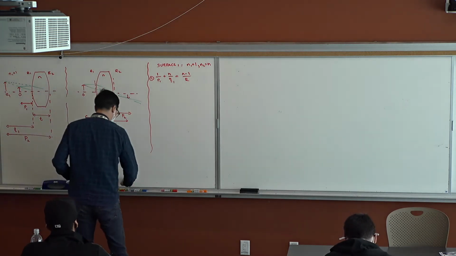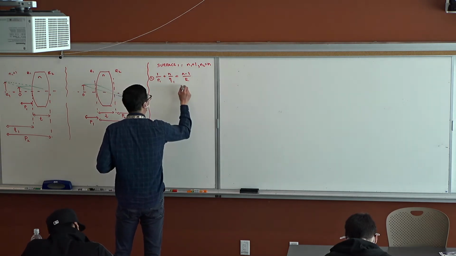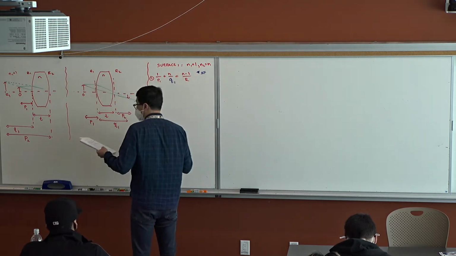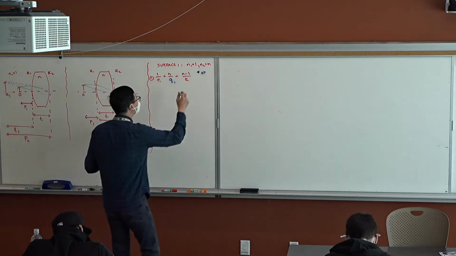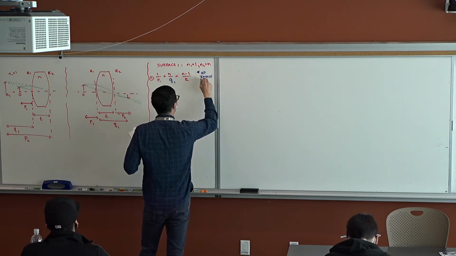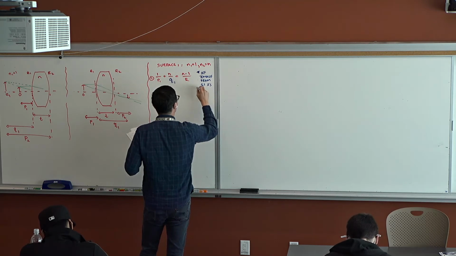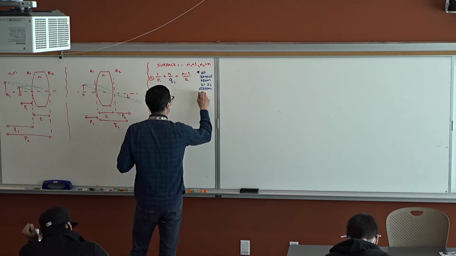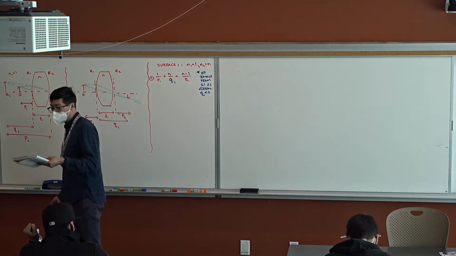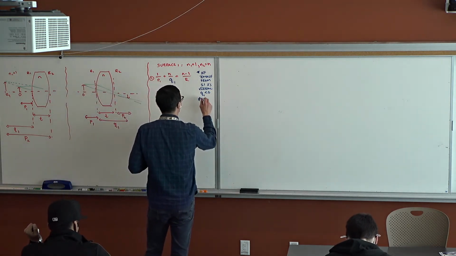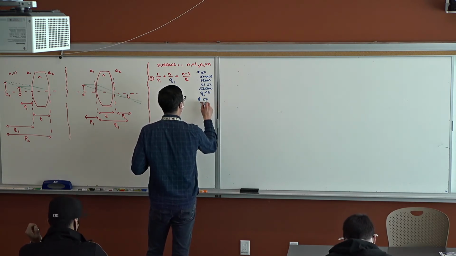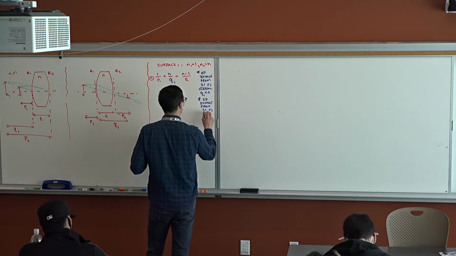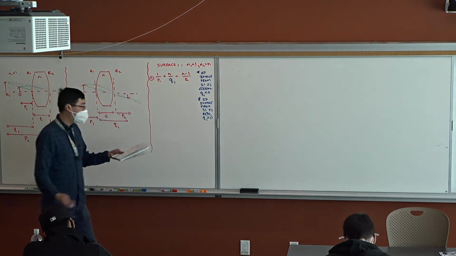And just note that if the image due to surface 1 is virtual, then we wind up with Q1 is less than 0. And if it's real, Q1 is greater than 0.